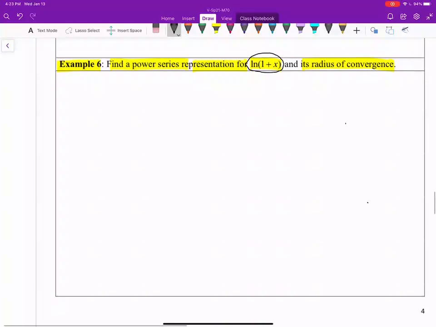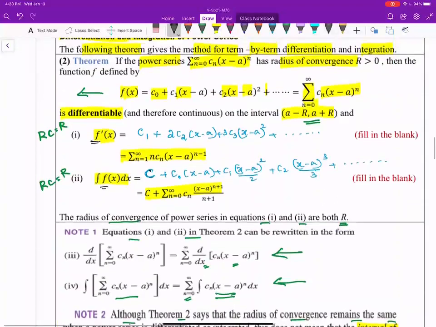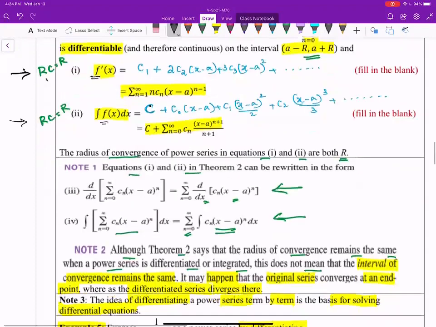For all these problems, the main concept is that if you have an original function f of x and its radius of convergence is r, then the derived function and the integrated function will also have the radius of convergence r. The derivative function can be represented by taking the derivative of each term of the original function. Then the integral function can be written by taking the integral of each term of the original function. That is the whole point of this.